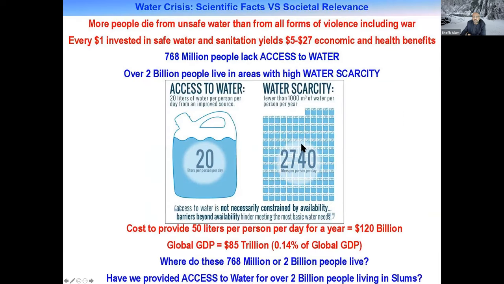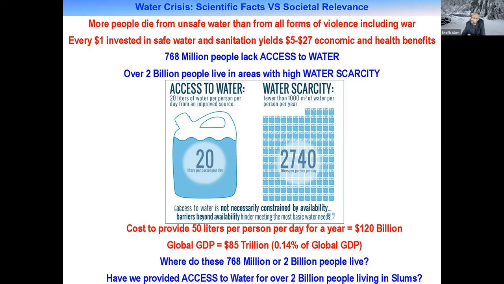So what are the scientific facts versus the societal problem here? More people die from unsafe water than from all forms of violence, including war. So these are statistical facts. There are also economic analyses. Every dollar invested in safe water and sanitation yields anywhere between $5 and $27 in economic benefits. You don't have to agree whether it's $5 or $27, it's more than $1. We'll not go into the economic argument here for now. But there are many, many studies that have done this. If I invest $1 right now, I can get $5 to $27.